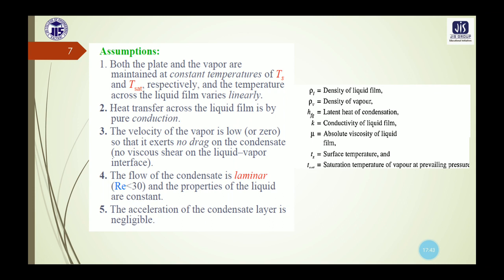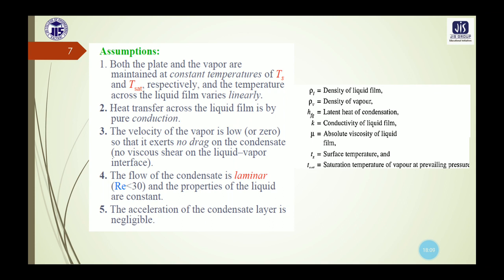The flow of the condensate is laminar, that is the Reynolds number is less than 30, which we have discussed earlier. When the Reynolds number value is less than 30, the flow regime is considered laminar, that is wave free, and the properties of the liquid are constant. And the acceleration of the condensate layer is negligible.